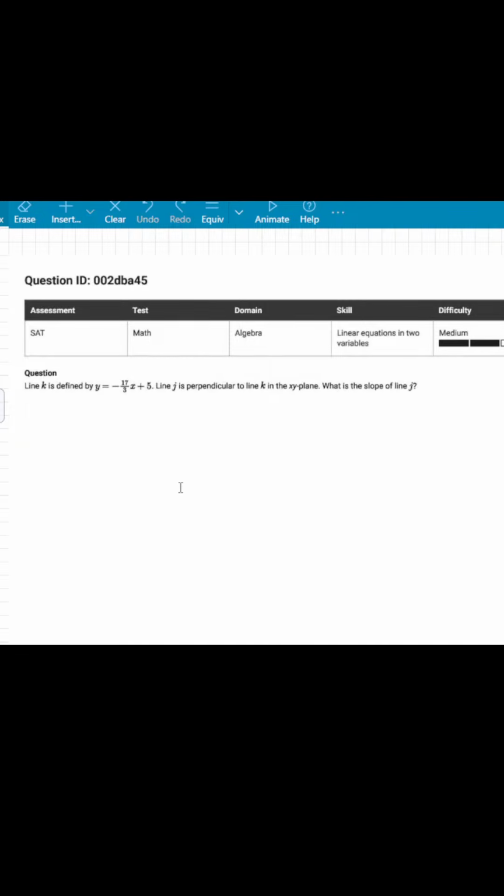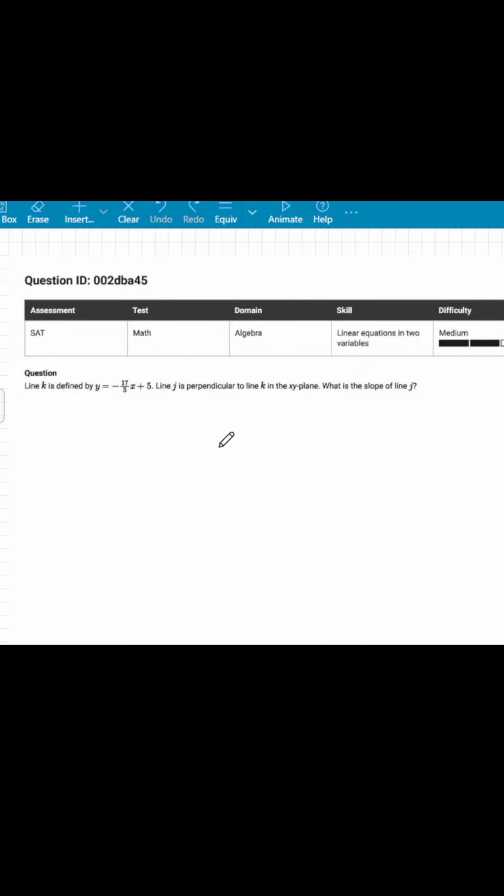Okay. Now let us move to the next question. Here this is a linear equation in two variables question, and it is of medium level difficulty. So let us read the question. Line K is defined by y equal to minus 17 by 3x plus 5. Line J is perpendicular to line K in the xy plane. What is the slope of line J?